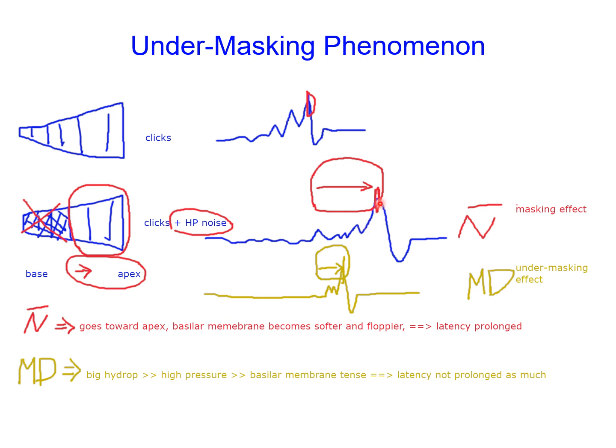So let me review the two conditions. When we have clicks only, we have wave V latency here. When we have clicks plus high-pass noise, because high-pass noise masks out basal regions of the cochlea, the area in the cochlea that is responding is moving toward the apical end. As a result, we will have a longer latency for ABR wave V like this. Initially, follow my laser pointer, wave V latency was here. Now it gets prolonged to here. So from here to here.